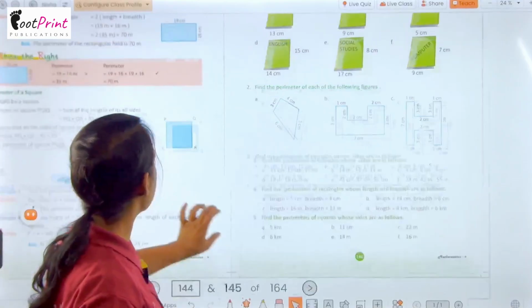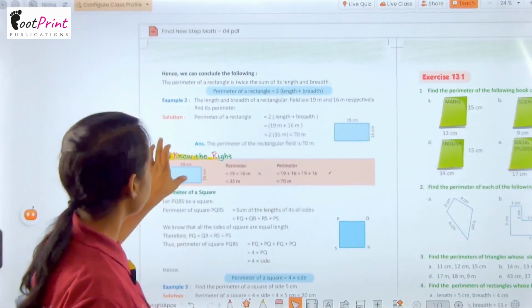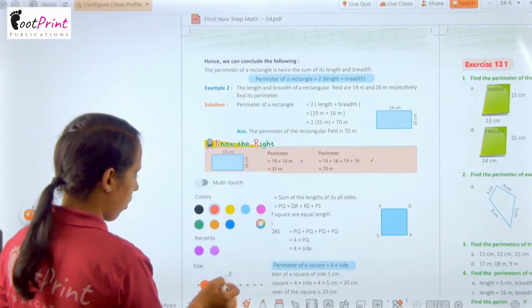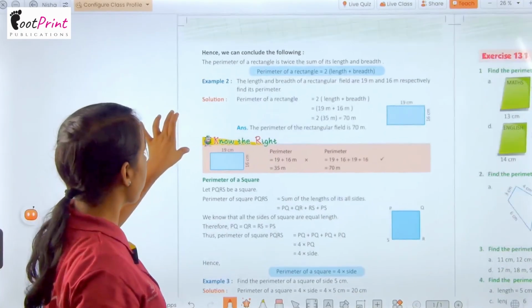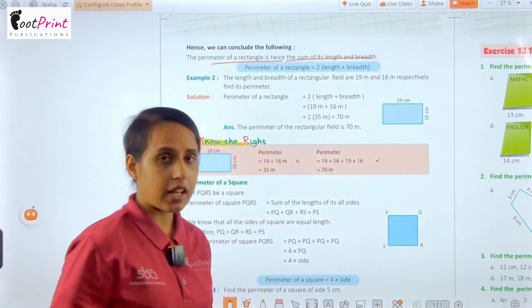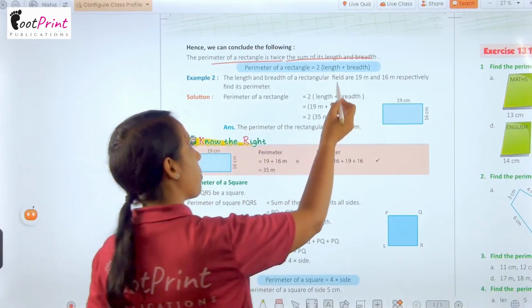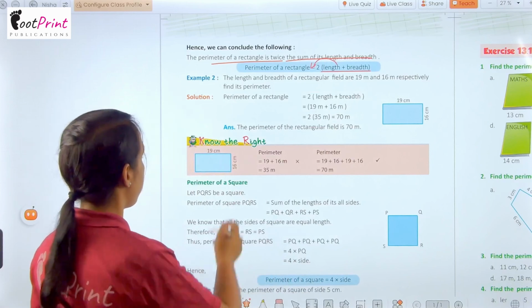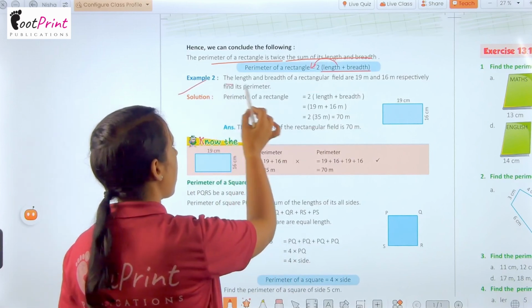Now we are moving to the next one here. Hence we conclude the following. तो हमने इसके basis पे क्या conclude किया? The perimeter of rectangle is twice the sum of its length and breadth. जो length और breadth का sum करेंगे उसका twice क्या होगा? Perimeter होगा.